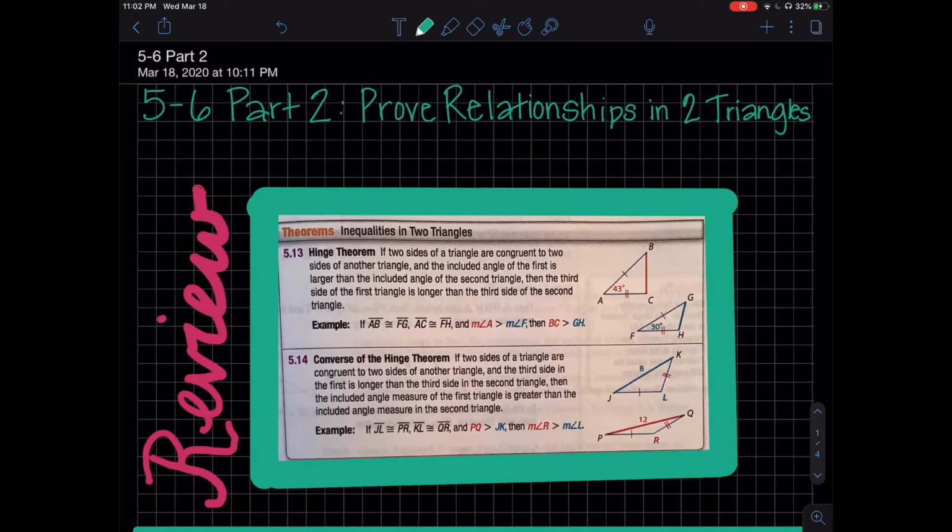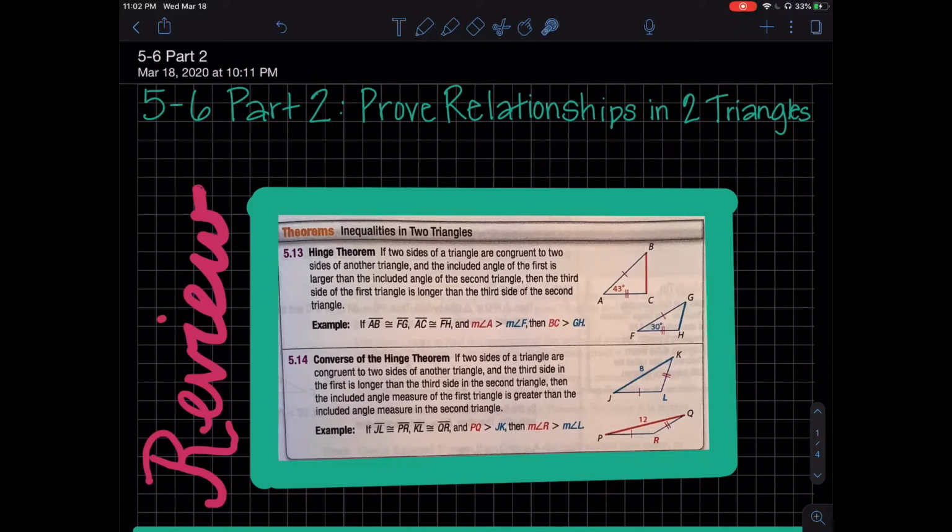Welcome to Glencoe Geometry, Chapter 5-6, Part 2. This is Prove Relationships in Two Triangles. So, first let's review what we learned in 5-6, Part 1.